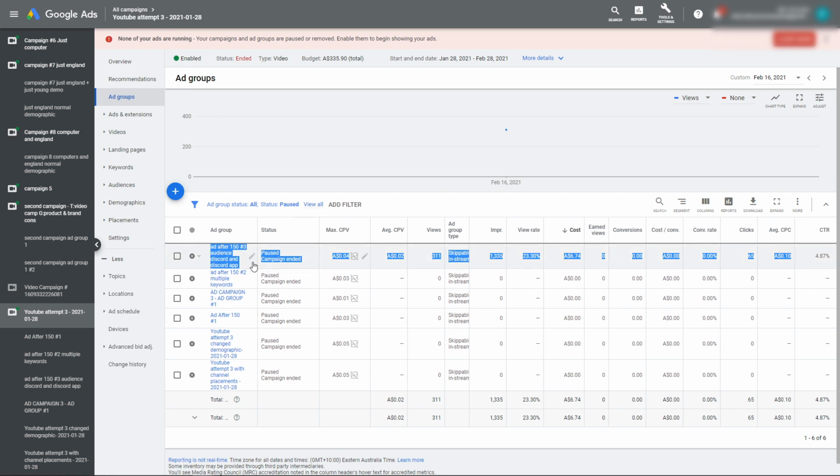So after spending the entire $500 on the ads, the best ad I had was the one called Ad After 150, number 3, Audience, Discord, and Discord app. At just 10 cents cost per click, it meant that for every dollar I spent, I could get 10 new members onto my Discord server.